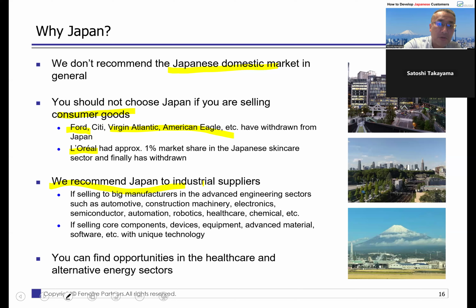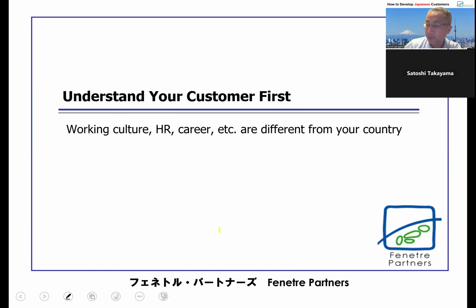And this is our recommendation. If you are selling industrial products to advanced engineering sectors like automotive, robotics, automation, still Japan is a very attractive country. And if you are selling components, device, equipment, yeah, definitely Japan is the best country. So you should consider a market entry into Japan or business development in Japan. So I think now you got the overview of the attractiveness of the Japanese market. For consumer products, maybe Japan is not a good idea, but for industrial players, Japan is definitely a very attractive market.